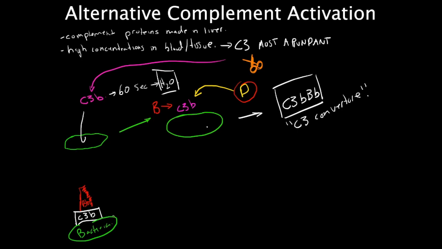And then what happens is you have this kind of feedback loop where C3 convertase can actually cleave a bunch of C3 molecules to yield more C3 convertase. And that just happens over and over again. What eventually happens is C3 convertase, C3bBb, can bind to another molecule of C3b. So C3b will come in and join this. And this is called C5 convertase.